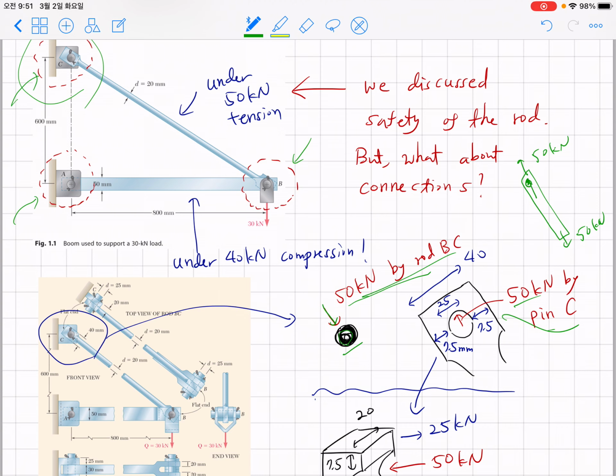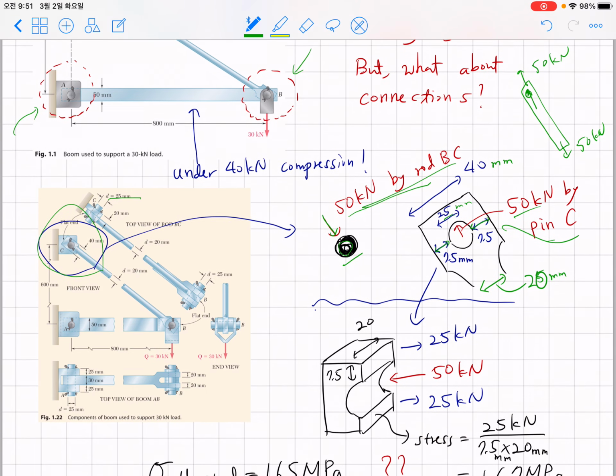Now let's take a look at the detailed dimensions around this connection C. If you look at the connection from the textbook, it has a width of 40 millimeter here, and the diameter, if you remember, was 20 millimeter, and your textbook specifies that the diameter of the pin is 25 millimeter, which means that the other length should be 7.5 millimeter, 7.5 millimeter.